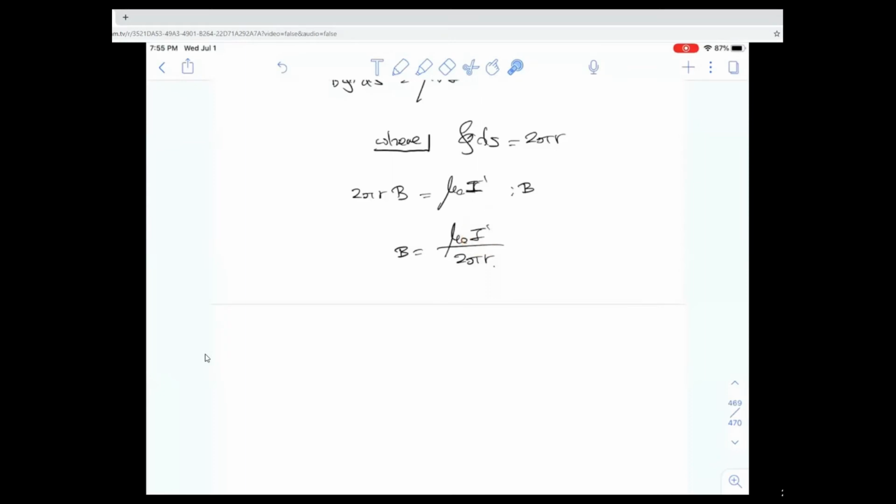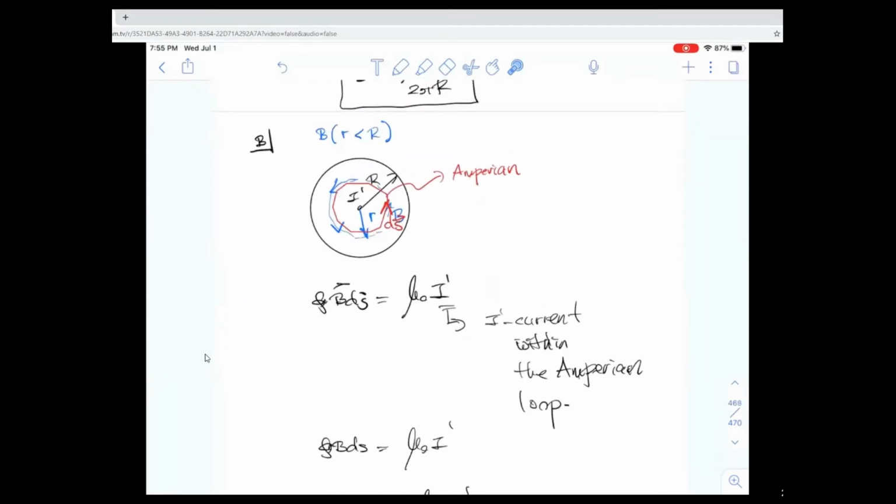So what we need to do is express the current inside the amperian loop in terms of the total current. All right, so this I prime is the current within this region. So I prime is going to be a function of the total current within the region of the wire. So I is going to represent the total current. I prime just represents the amount of current here. Okay, so what do they have in common?